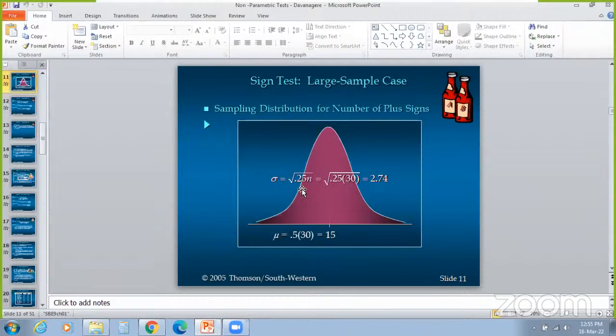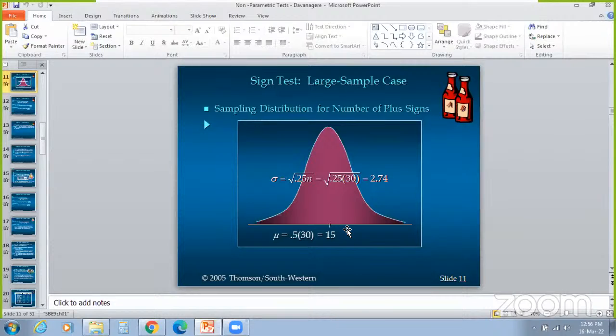Then this is the diagrammatic representation and the calculation. How do you calculate the mean and the standard deviation? The mean formula is 0.5 times n. n is 30, so 0.5n is 15. Then the standard deviation is the square root of 0.5 times 0.5 times n, that is 0.25 into 30, the square root of which gives you 2.74. So the standard deviation value for this problem is 2.74 and the mean value is 15. Why is it 15? Because there are 30 customers. If 15 and 15 are equally preferred, there is no difference in the preference. That's why the 15 comes here, and the standard deviation is based on that.